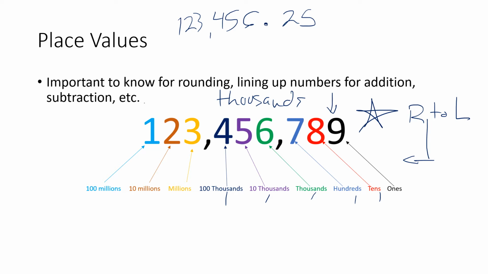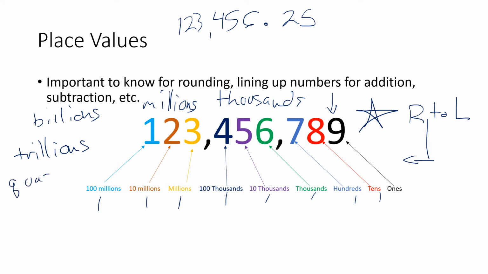After thousands, we get into millions. That's our next little set of 3 after that comma. So here we have millions, 10 millions, 100 millions. After millions, we have billions, and then of course 10 billions and 100 billions. After billions, we have trillions, and then 10 trillion and 100 trillion. After trillion, I think it's quadrillion.